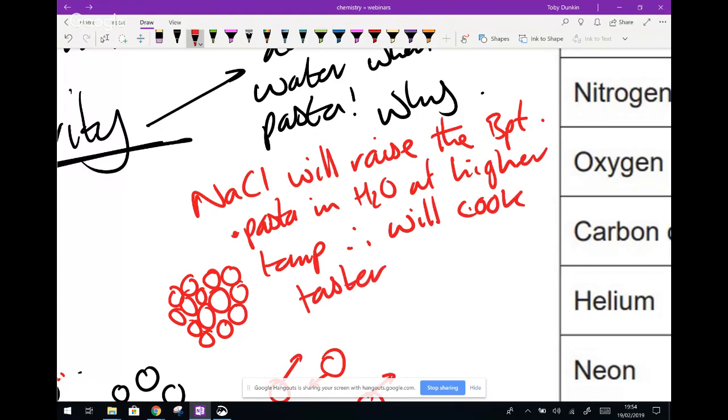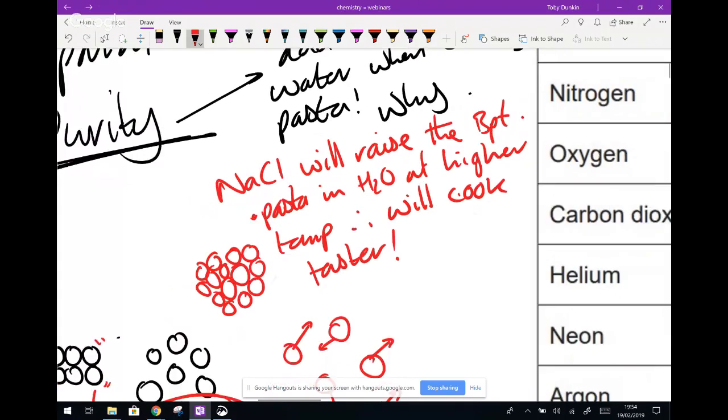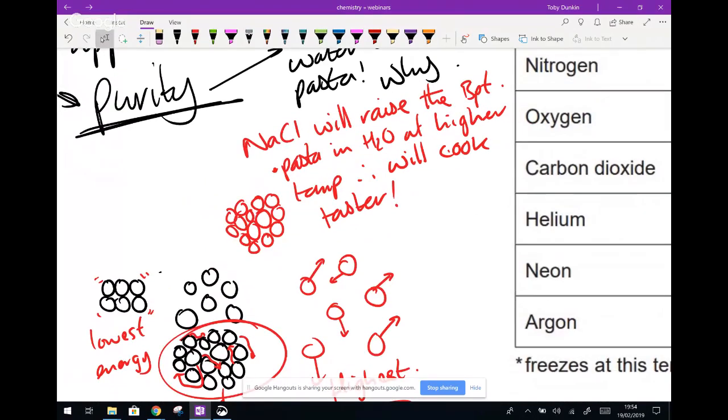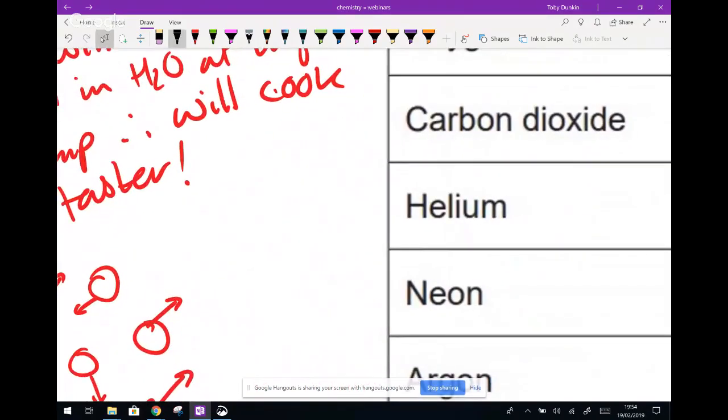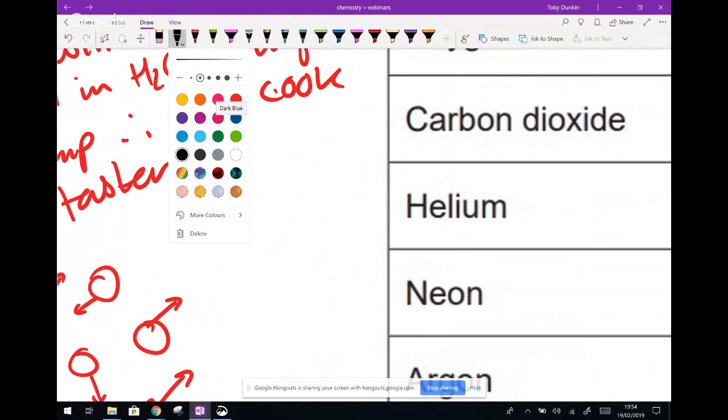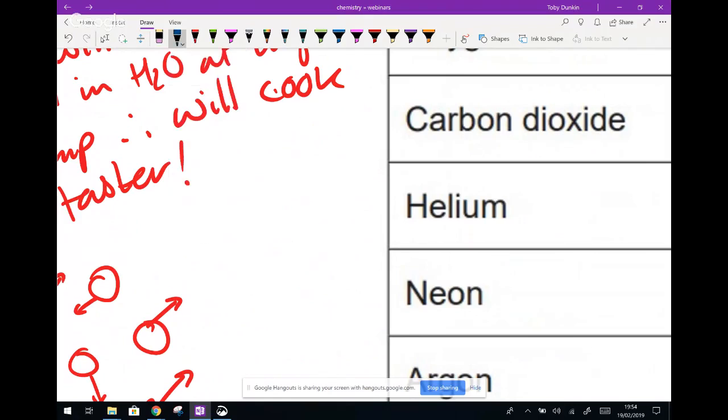And guess what topic I just dropped into? Okay, Year 11. 13 watches, another chance for three commendations. Why does the higher temperature cook the pasta quicker? I will wait for the response. I'm loving this, guys. I've never done a question and answer session during this. This is lovely. So why does it cook faster?